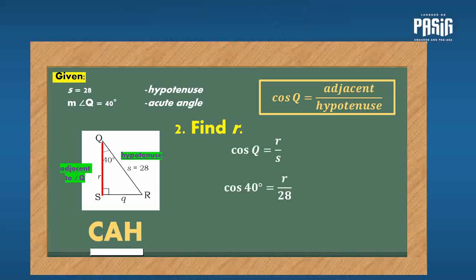Next, multiply both sides by 28. The equation will be R equals 28 times cosine 40 degrees. Evaluate cosine 40 degrees using your calculators. Then, the answer will be multiplied to 28. Therefore, the final answer or the length of leg R is 21.45.